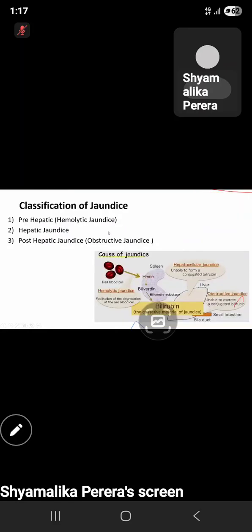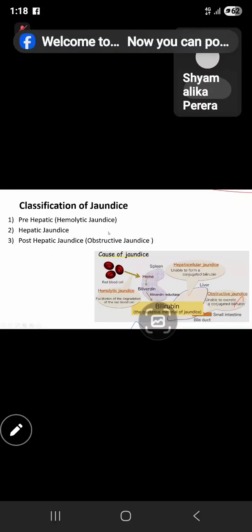Of jaundice, we have already completed one classification: total bilirubin, direct bilirubin, and indirect bilirubin. The other classification related to liver function is jaundice. Based on the jaundice pattern, you can observe three types: pre-hepatic, hepatic jaundice, and post-hepatic jaundice. Pre-hepatic jaundice means jaundice is present, that means your bilirubin levels go up, but at that time your liver is functioning normally.